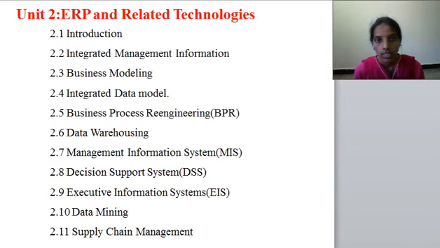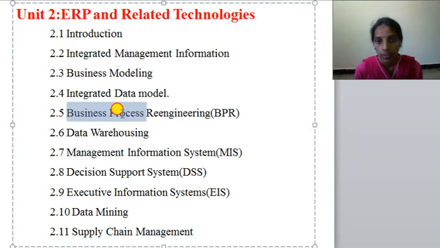So the second unit contains ERP and related technologies. With ERP we can use many technologies, and these technologies are covered in unit number 2. So the main point is BPR, that is business process re-engineering.